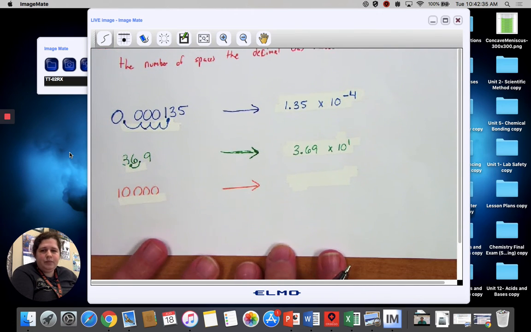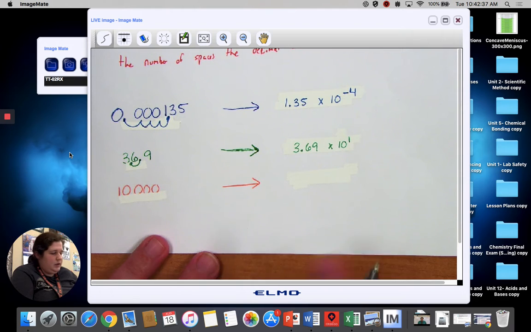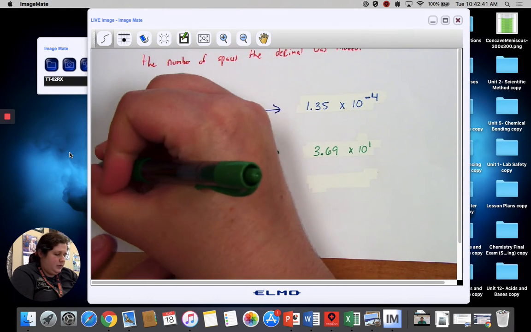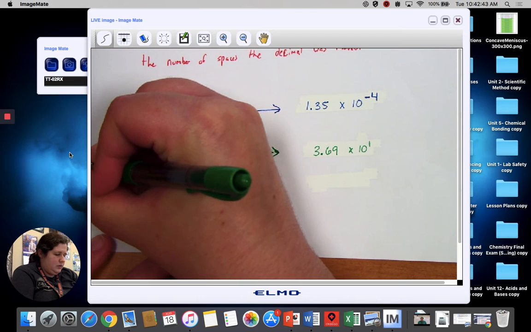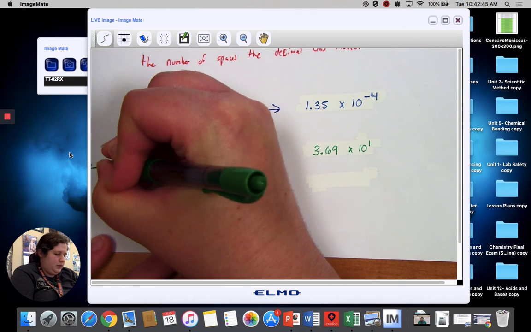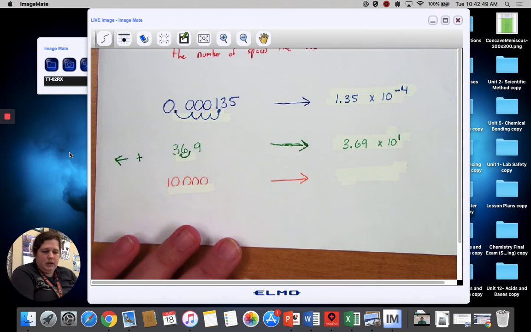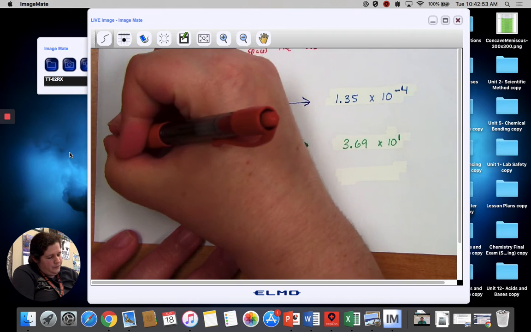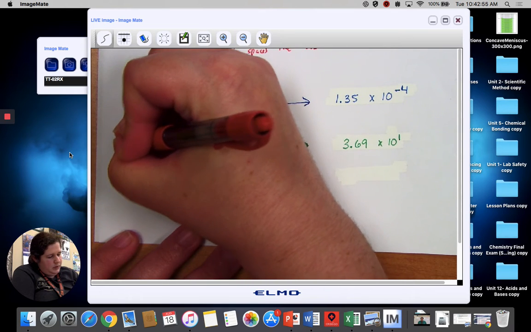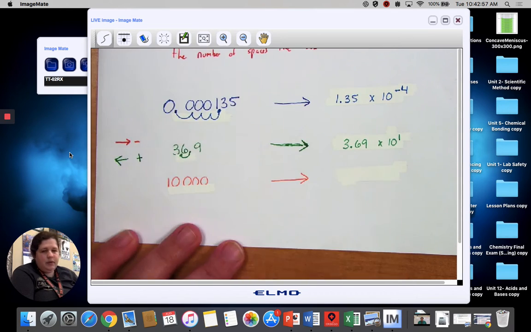Okay? So if you have to go to the left, so left is going to be positive. If you have to go to the right, then it's going to be negative. Now on the next page, we're going to see that changes up a little bit, depending on if you're going backwards.